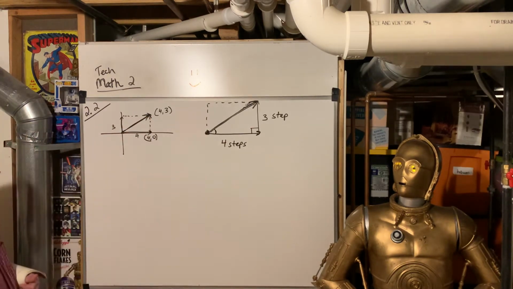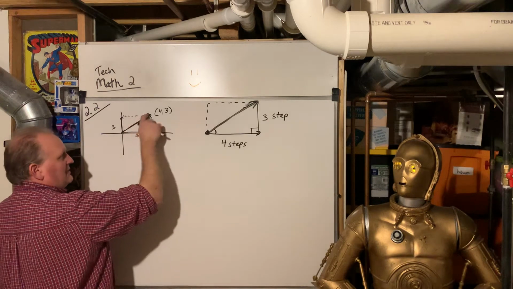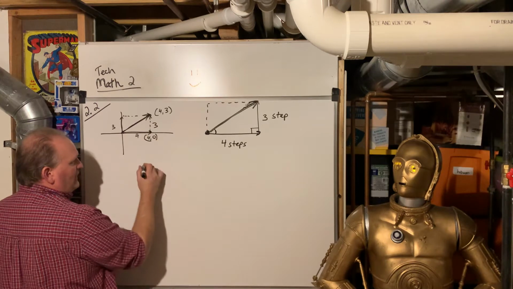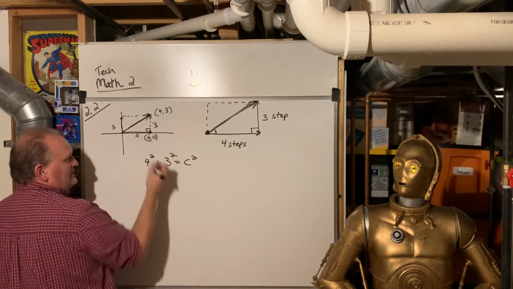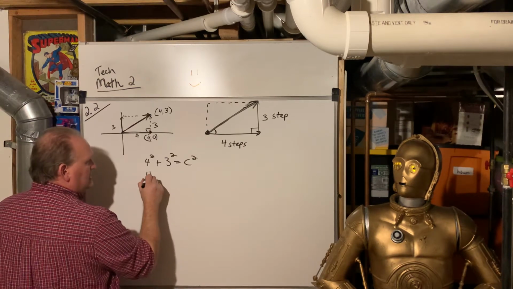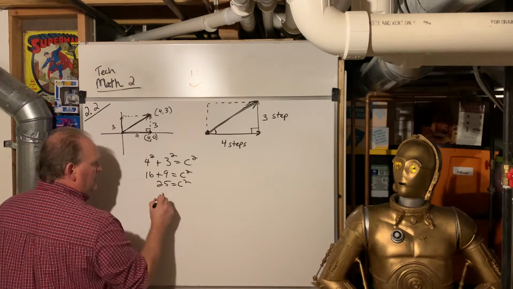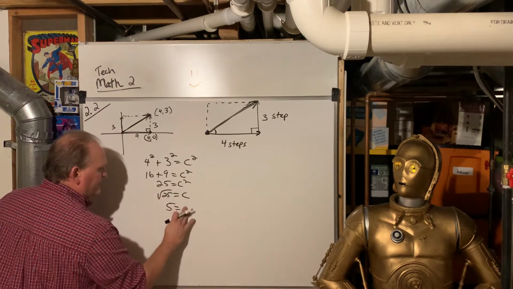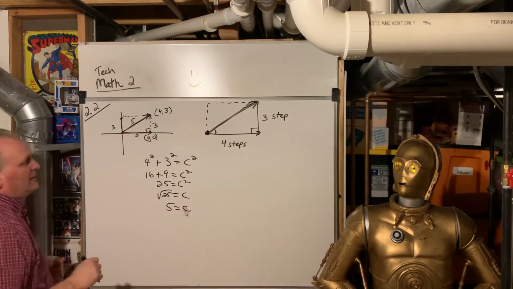this is the resultant vector. And so there are two pieces of information we want, in polar coordinates or polar form. That is the length of the resultant vector, which for this problem is very easy to find because we can use 4 squared plus 3 squared equals c squared, because it's a right angle. So 16 plus 9 is equal to c squared. That's 25 is equal to c squared. So c is equal to the square root of 25, or 5. So the resultant vector is 5, all right?